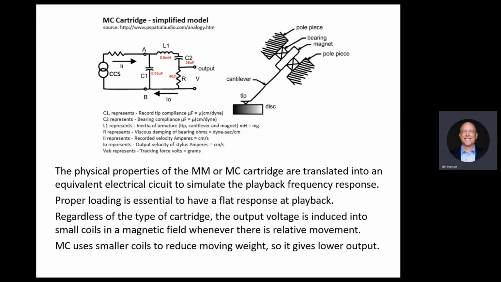So we have a magnetic cartridge. We have a tip, a cantilever, and then something moving there: magnets in between coils, or coils between magnets. To represent that electrically, because electrical engineers like to have a model that will mimic the frequency response of this kind of structure.